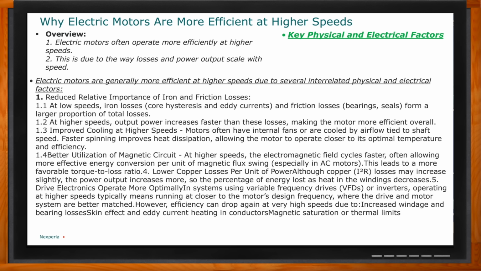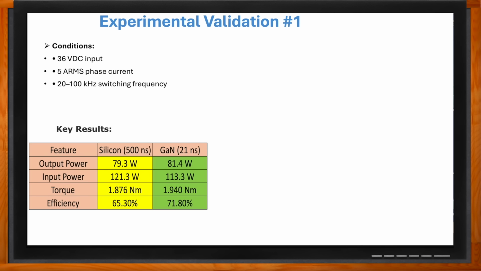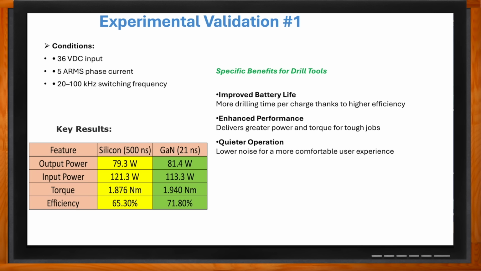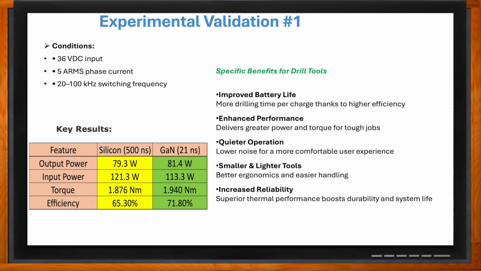And so we're moving in the right direction. So this was an experimental validation that I've done here. The 36 volts DC input, 5 amps current, which is nothing to sneeze at, and I run it between 20 and 100 kilohertz switching frequency. And so what happened when you look at the table: the output power, input power, torque, and efficiency.